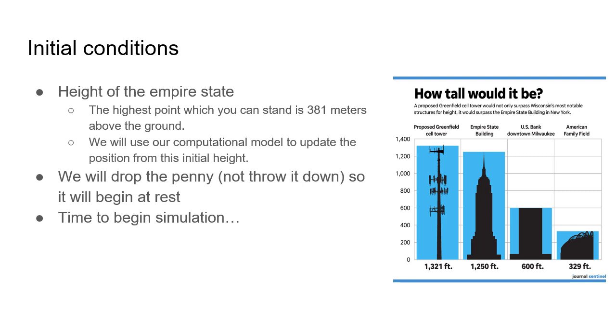That's the net force. And then here we have the initial conditions. The height of the Empire State Building is 381 meters above the ground, which is actually not the actual height of the building, but it is the highest point at which a person can stand. I think that's the observation deck height. And then we're going to use the computational model to update the position of the penny from this initial height of the observation deck. And we'll drop the penny, not throw it, so it will begin at rest and just follow regular free fall, right? So time to do the simulation.